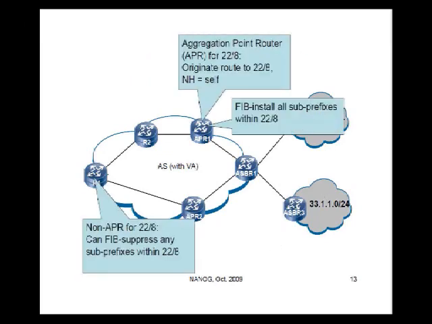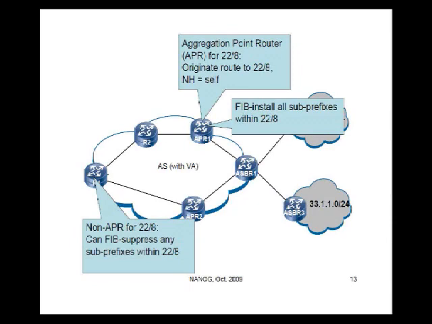And like I said, you basically divide your routing space into virtual prefixes and then assign routers to be responsible for these, and I call these aggregation point routers. So in this example, we have a virtual prefix which is 22/8, and this router here, APR1, has been assigned as the thing responsible for all of the prefixes within 22/8. So among other things, what this router will do is it will FIB install all of the prefixes within 22/8, and then it will originate a route to 22/8 with the next hop as itself.